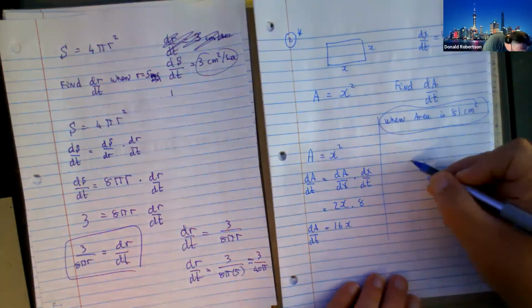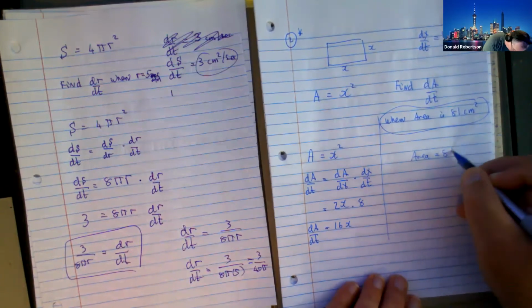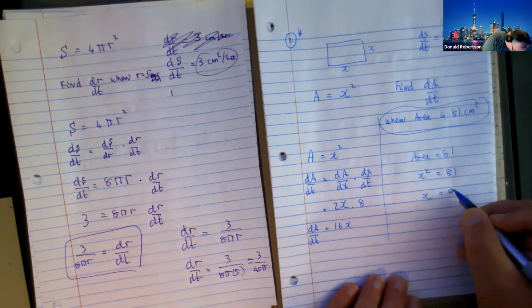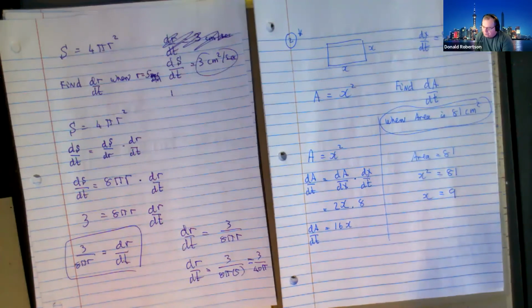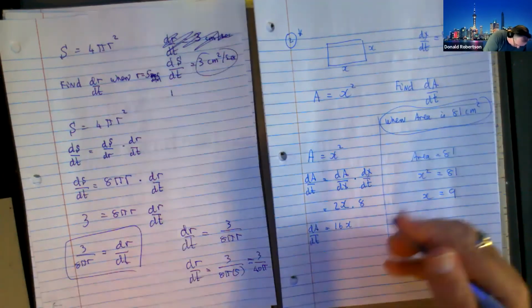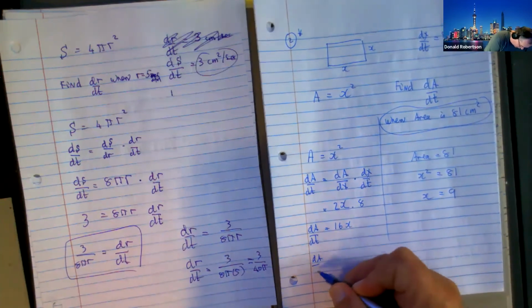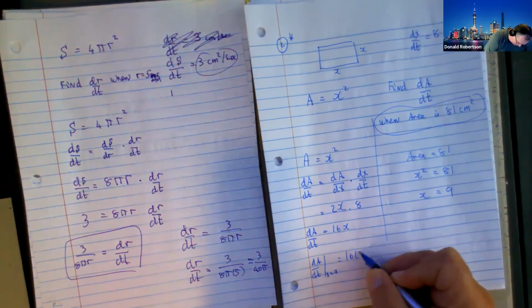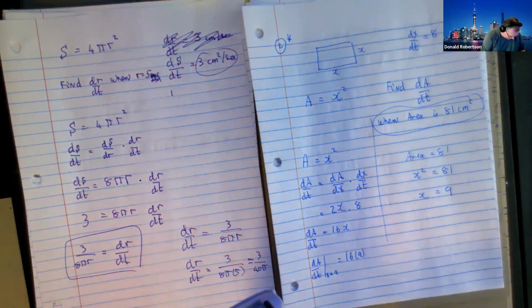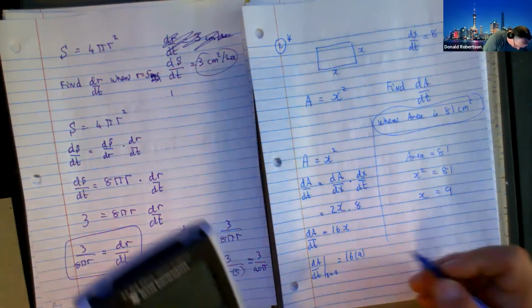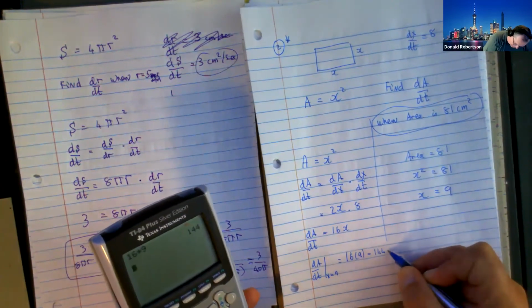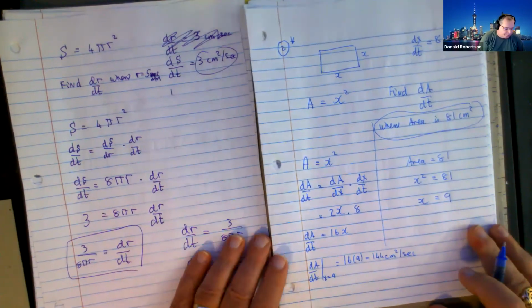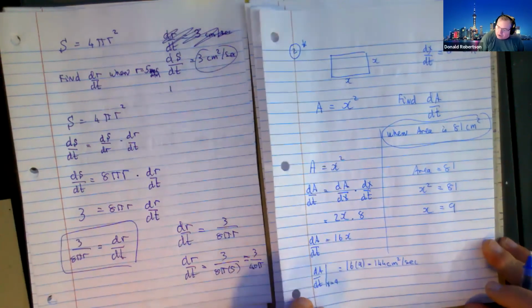So if I tell you that the area is 81 and the area is x squared, so x squared is 81, are you comfortable that that was just a disguised way to tell me x was 9? And so I can now find the rate of change of area with respect to time at x equals 9. And the answer is 16 times 9, which on my calculator is 144. The units are square centimeters per second, if you're interested in units. We cool?